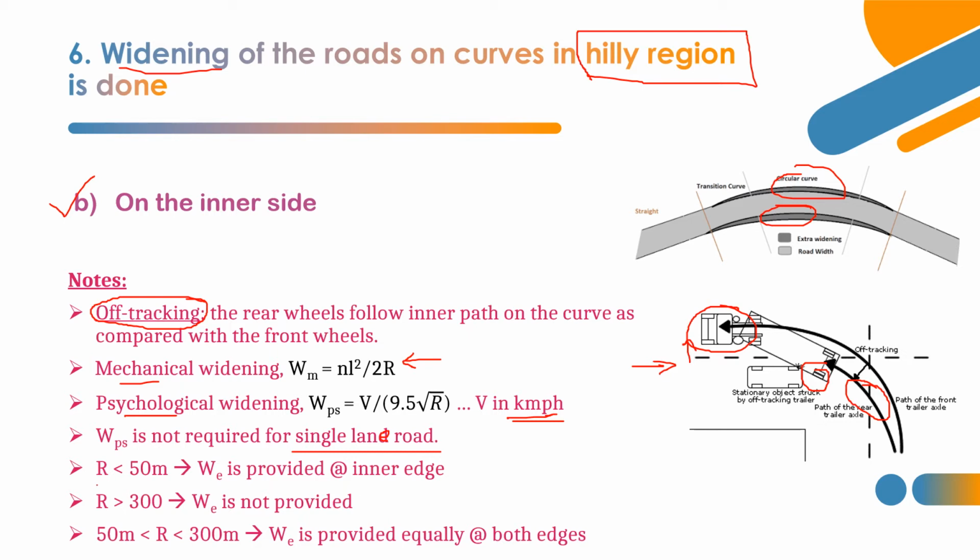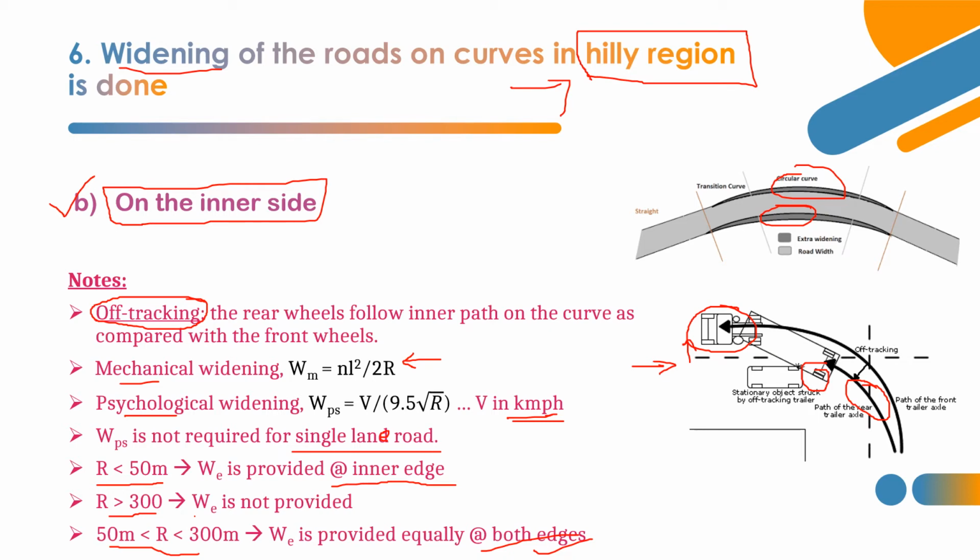And based on the radius of the horizontal curve, widening is provided as follows. When the horizontal curve radius is less than 50 meters, extra widening is provided at the inner edge only. When it is greater than 300 meters, extra widening is not required at all. When it is between 50 and 300 meters, extra widening is provided equally at both the edges. Even in case of hilly region, widening is provided on the inner side only.